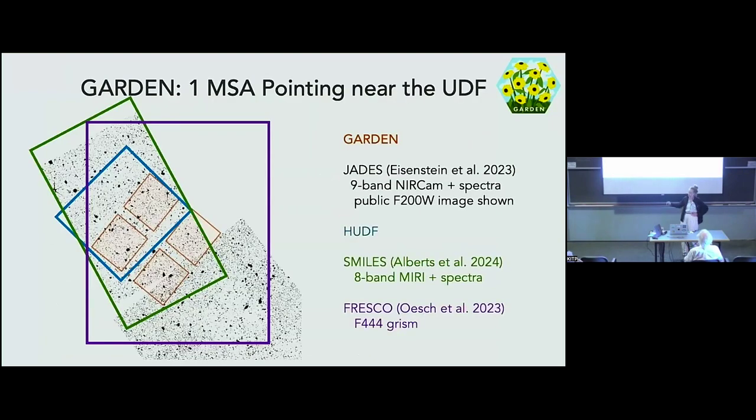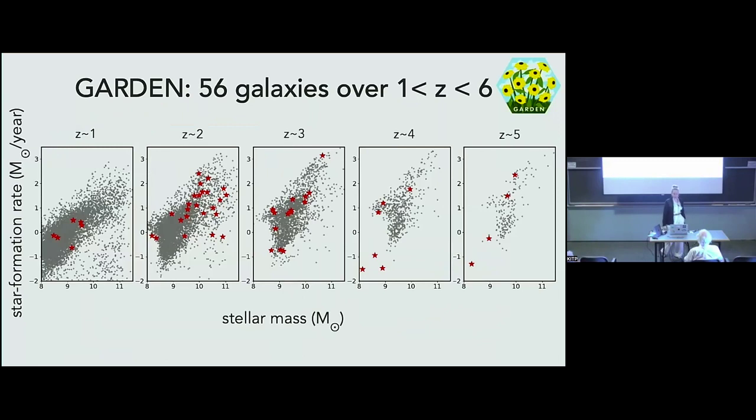Here is GARDEN in red. The 4 MSA quadrants are pretty distinctive. We're kind of below the UDF-ish a bit to get one of our favorite galaxies that you'll see. And then the JADES image is below, and it overlaps a lot of other very important surveys, including SMILES and a bunch of other MIRI stuff. It's really good. Okay, UDF is a good place.